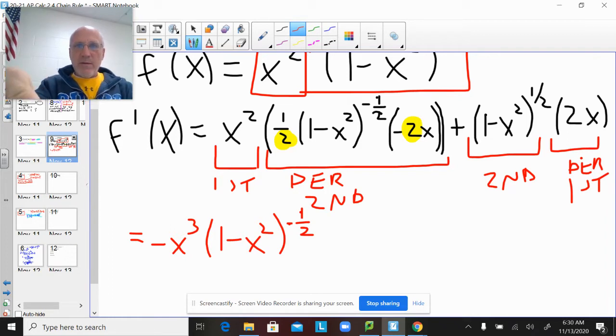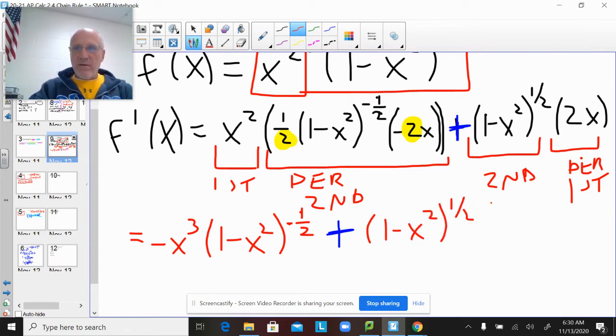And then it's hard to keep track sometimes. There's my plus sign between the two terms, so I'll put that in blue here. And then I don't think the part after the plus sign cleans up any, so I might leave it for the moment. This is still 1 minus x squared to the 1/2 times 2x.